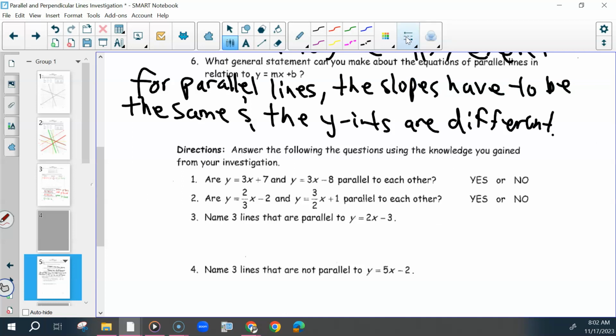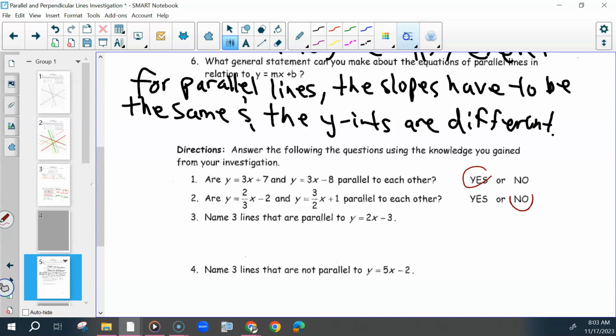Awesome. So then for this number one, are these two lines parallel to each other? Yes. How do we know that? Because the slope is the same. And the y-intercept changed. For the next one, are those parallel lines? No. How do we know that? Because the slope changed. The slope is different. So that alone, it doesn't even matter about the y-intercept at that point because the slopes aren't the same.